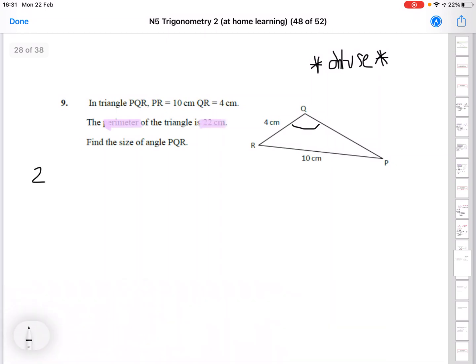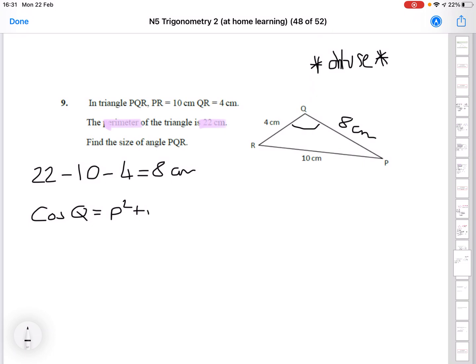So the first thing we would do is fill in that third side. So 22 minus 10 minus 4 leaves us with 8 centimetres. So we would fill that in as that missing side. So to find the angle at Q, we're going to be doing cos Q equals, and it's the other two letters that go first. So p squared plus r squared minus q squared over 2pr.